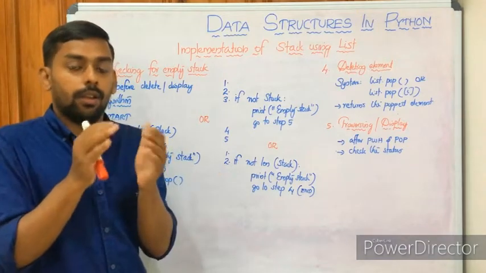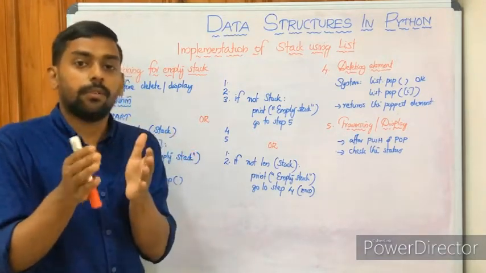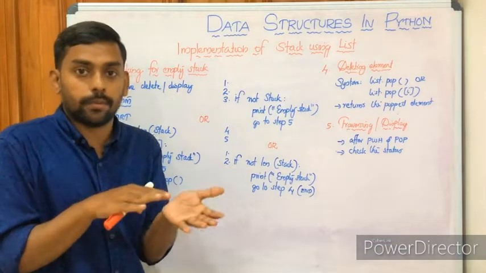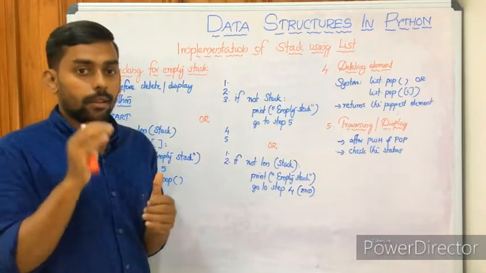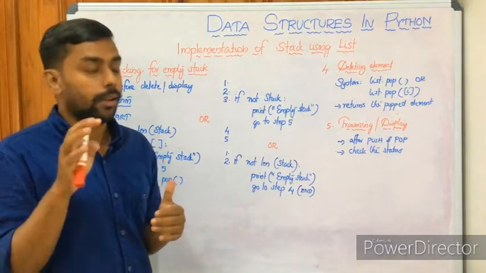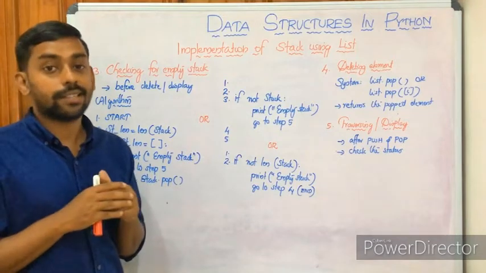Suppose we have 3 items. After deleting one item, we'll have 2 items. We have to show it or display it to the user, to see whether it's working properly or not. So these are the different operations that can be performed on a stack.